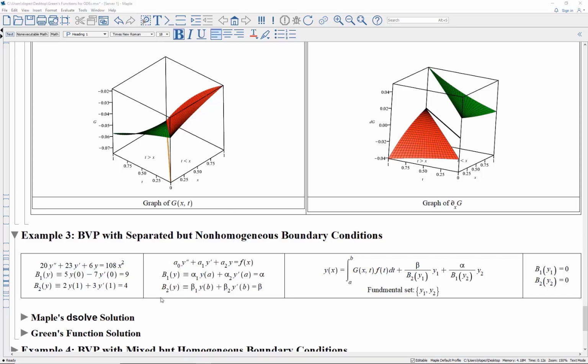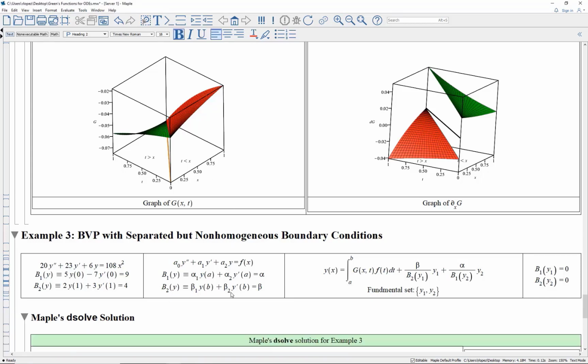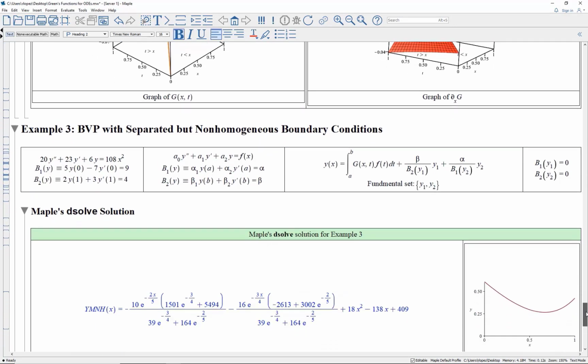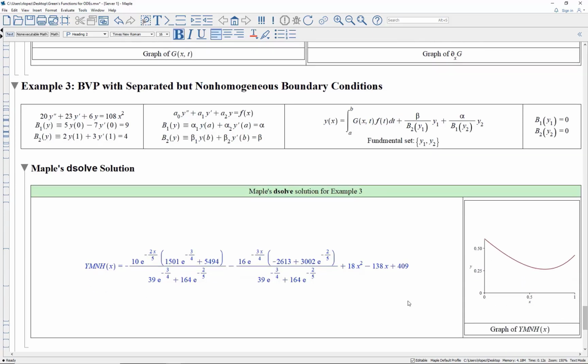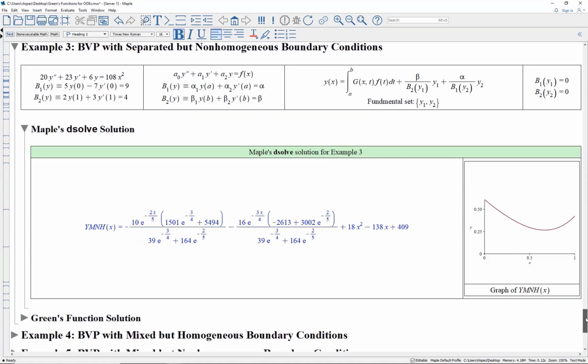Let's get the Maple dsolve solution so we have something to compare to when we get our Green's function solution. Y maple, with non-homogeneous boundary conditions. So you just put it into DSolve. This is what you get back, and this is what the graph looks like. Now we have something to compare to when we do Green's function. Now let's get the solution by this Green's function strategy.